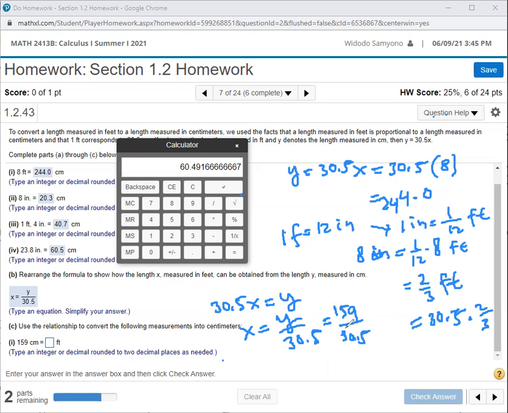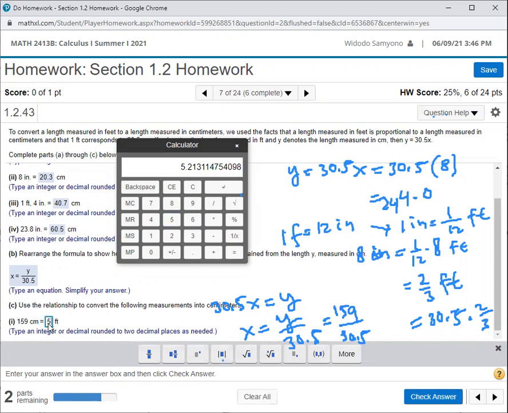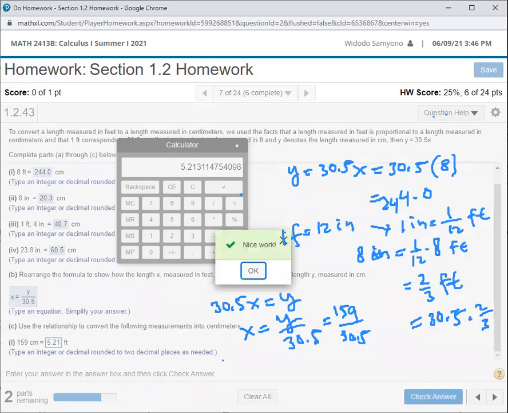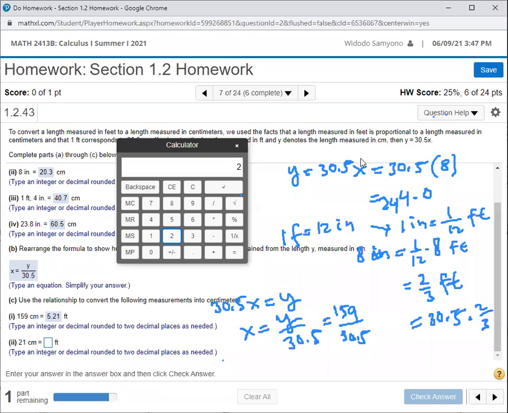And how many decimals on the board? 2 decimals, right? So clear out this. So you got 159 divided by 30.5 equals. So your answer will be 2 decimals, right? So you have 5.21. Okay. 5.21.